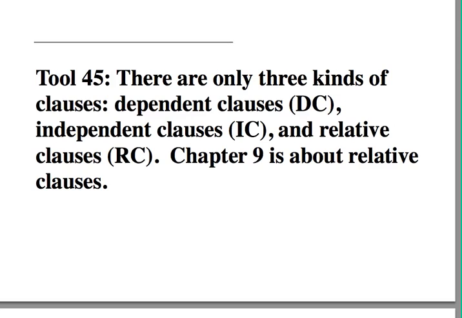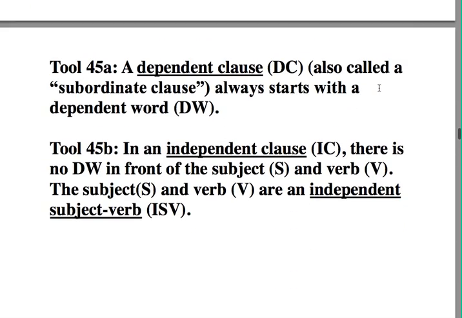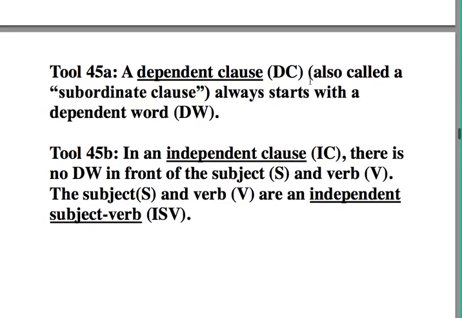Okay. Now, first part of that, 45A, talks about a dependent clause, also called a subordinate clause. It always starts with a dependent word. Write that down and let's look at a few examples. Now, what is a dependent word? That's the first question. A dependent word is, again, in the list in your book on pages 398 to 399. There's a long list of dependent words.